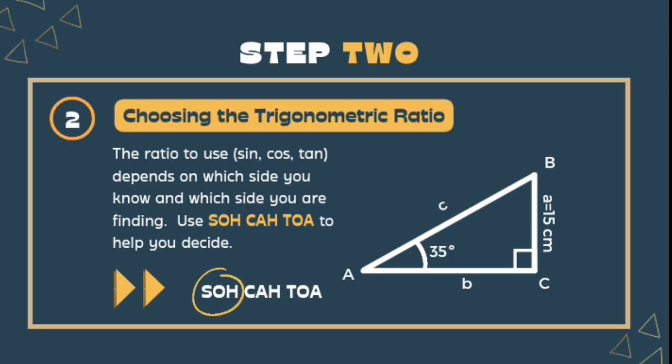And our missing sides and angles are side c, which is the hypotenuse, and side b, the adjacent, and also angle B. Step 2. Choosing the trigonometric ratio. The ratio to use is either sine, cosine, or tangent, depending on which side you know and which side you are finding.